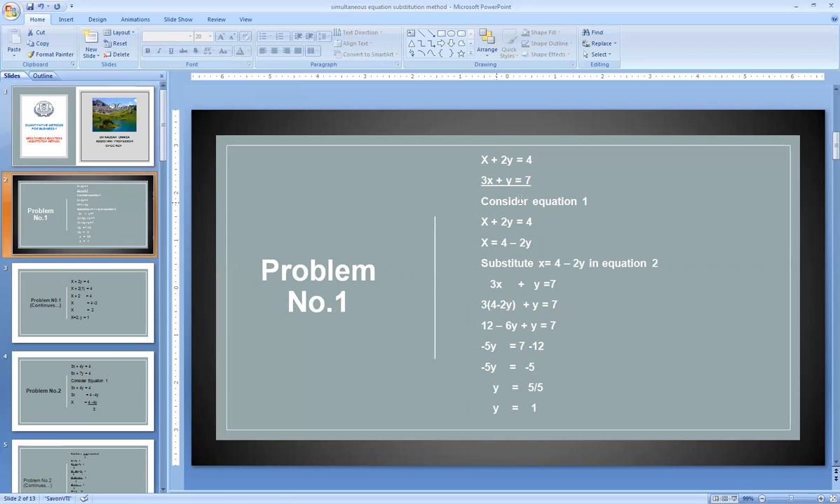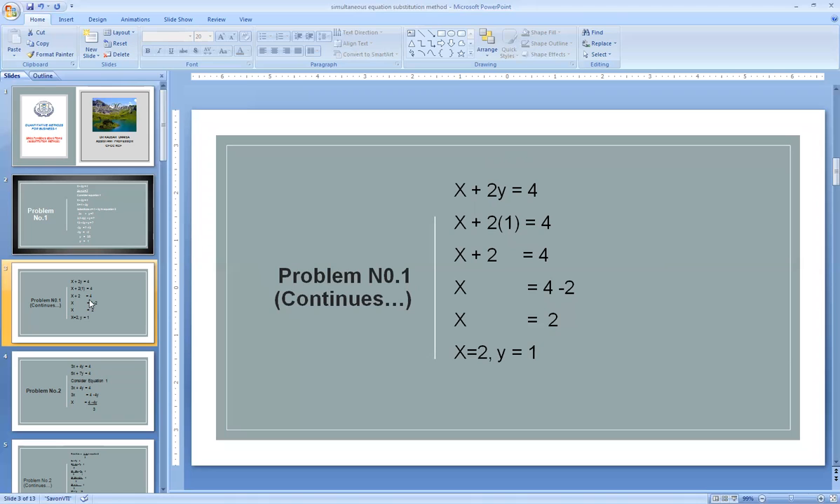In any one of the equations we can substitute, but we are substituting the value y equals 1 in the first equation, that is x plus 2y equals 4. So x plus 2 into the value of y, which is 1, equals 4. x plus 2 into 1 is 2, equals 4. Then we shift the numbers to the right side, retaining the variables at the left side. So x equals 4, plus 2 becomes minus 2, x equals 2. This is how to calculate with the help of the substitution method.